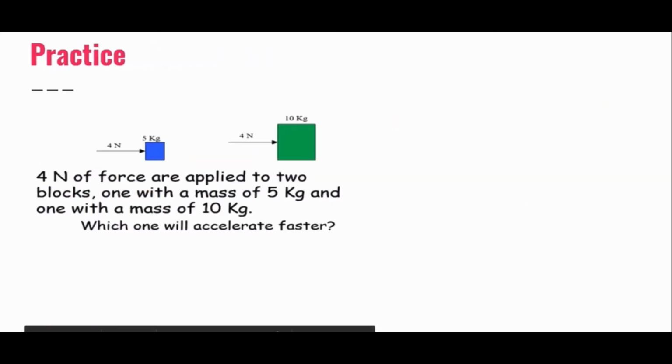But here's some practice problems for the second law. You have 4 newtons of force applied to two blocks. There are 2 different blocks, one weighs less than the other. This one is 5 kilograms and this one is 10 kilograms. So the question is, which one would accelerate faster?